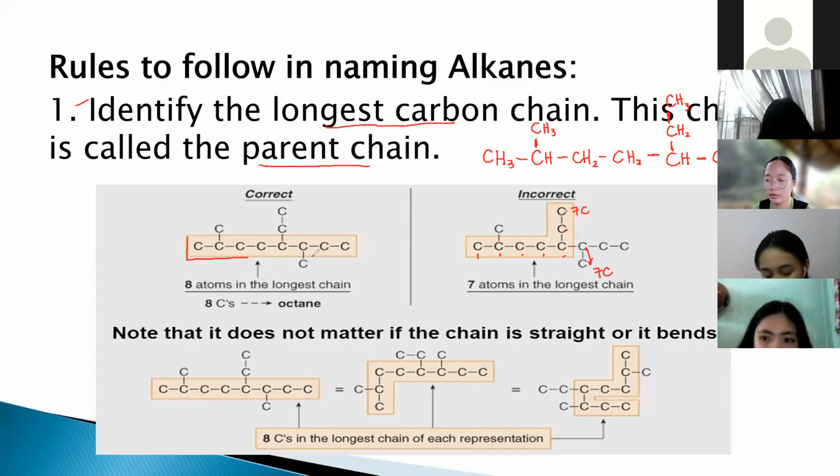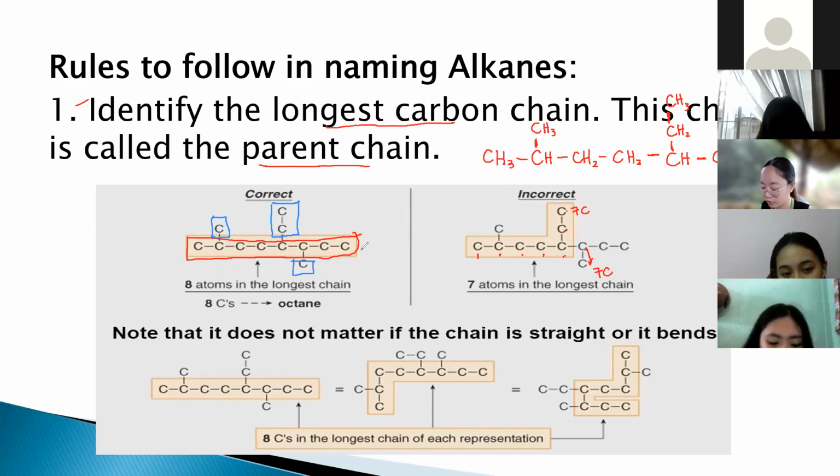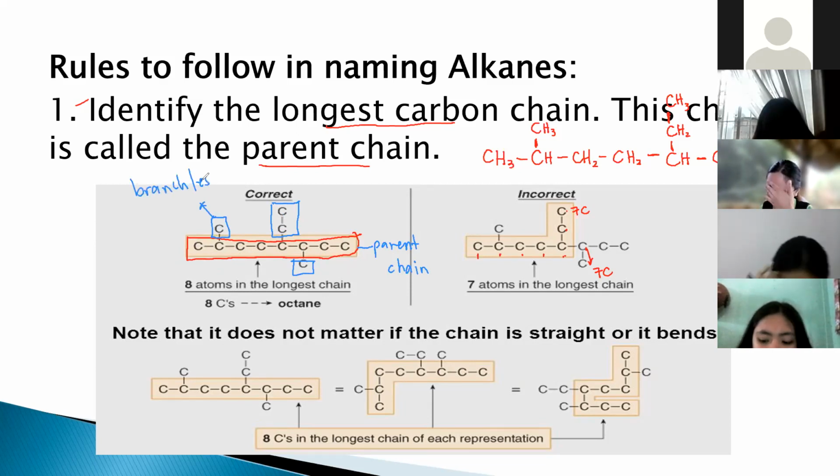Remember, this one is our longest chain here. This is the so-called octane. Now, hindi natin nasali sa counting ito. Tama? And then this one also. And this one also here sa baba. Hindi siya kasali sa counting. So, hindi sila kasali sa pangalan na octane. Okay? So, ang tawag natin dito again, parent chain. So, ano yung tawag natin sa hindi nasali sa counting? We will call them branch or branches kung marami.